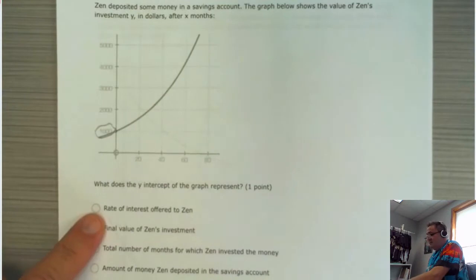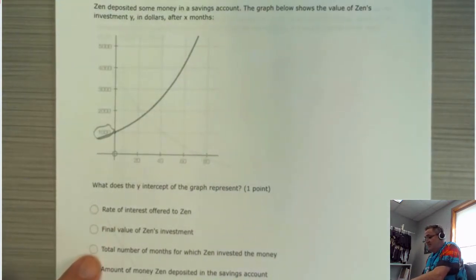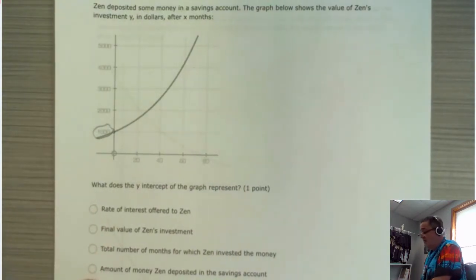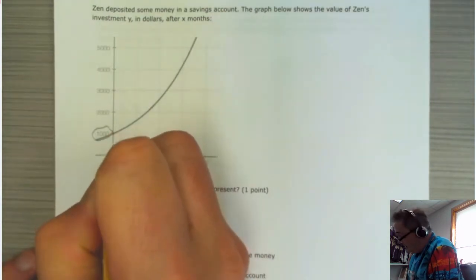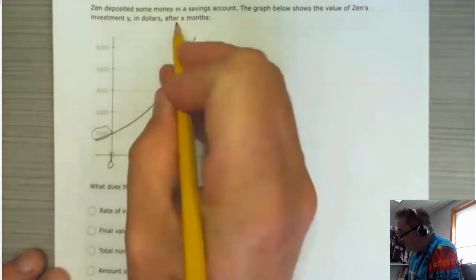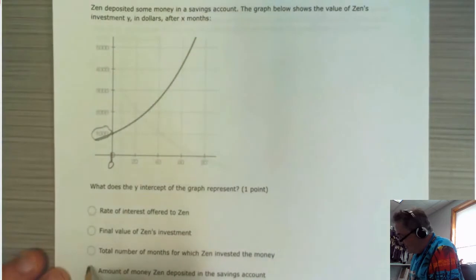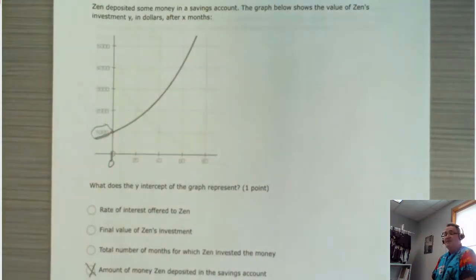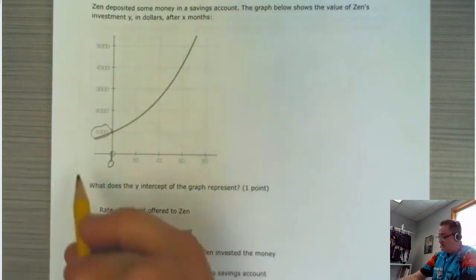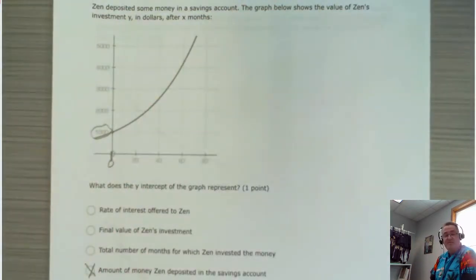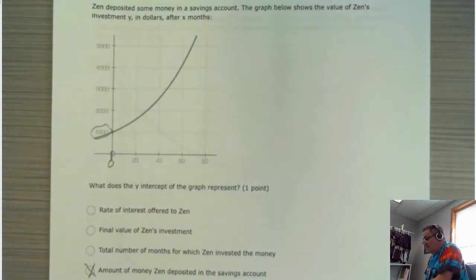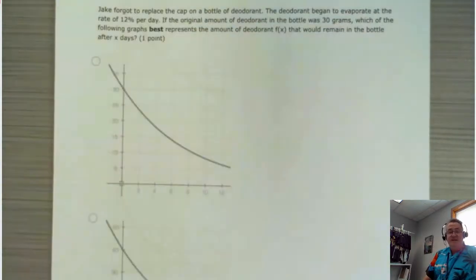Is that the rate of interest? Is that the final value? Is that the total number of months? Or is that him deposited? Well, since this is right here at 0 on the x, 0 months, that is how much he deposited when he opened the savings account. That's his starting amount. And then this shows as he gains interest throughout the months. All right. Let's go to the next one.